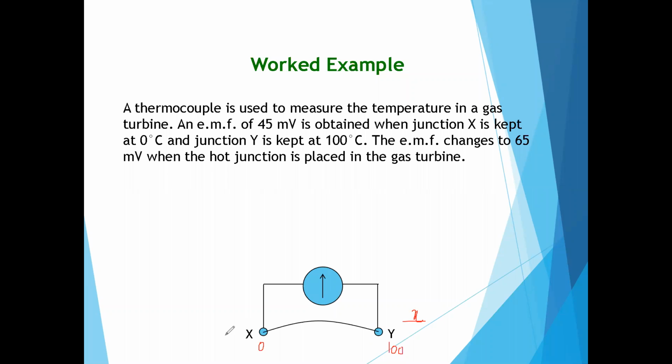So what is actually happening? First, at the ice point and the steam point, you are finding the EMF, the potential difference that is generated in volts, and then placing it at 0. And you will always put the hot junction in the unknown temperature. So then placing it at 0 and 100, you get a reading, and then at 0 and an unknown temperature, you're getting another reading. So that's how you can find out the unknown temperature.